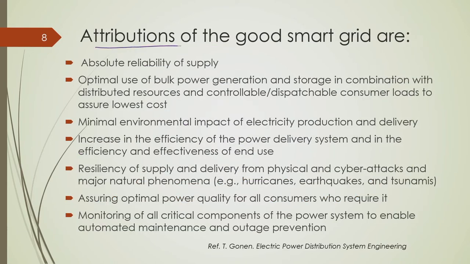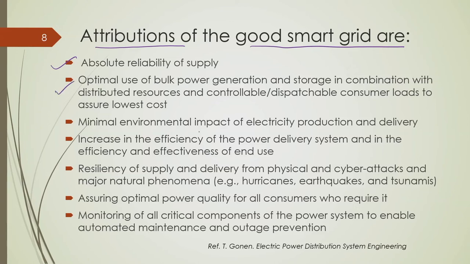Now, what are the attributes we have in a good smart grid? It should have absolute reliability of the supply, which we have already talked about. With this smart grid initiative, the goal is to have almost 100% reliability, more than 99.99% reliability of power, or less than 0.01% of power interruption. Also, optimal use of several types of generation, which may be conventional generation, distributed generation, and controllable or dispatchable consumer load. These are already discussed.